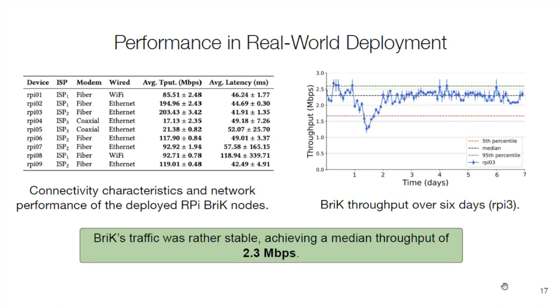So how did we test this? We deployed 9 Raspberry Pis among different households. Our first experiment was to understand the raw throughput and latency of these devices, because they were using different ISPs. As you can see here, the throughput of these devices ranged between 17 and more than 200 megabytes per second, and the latency between 40 milliseconds and more than 100 milliseconds. But if you look at the plot on the right, over the course of 6 days, the throughput of our system is rather stable, except for that dip between day one and day two, where the Raspberry Pi operator's home network was significantly overloaded during that time.